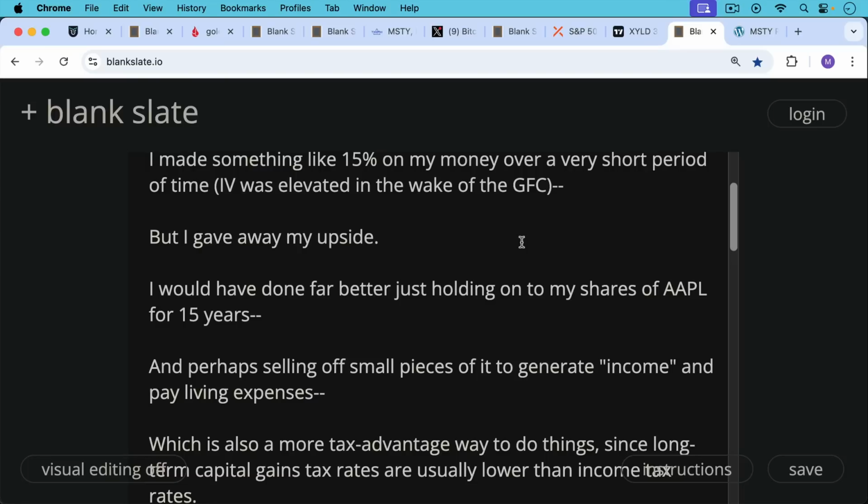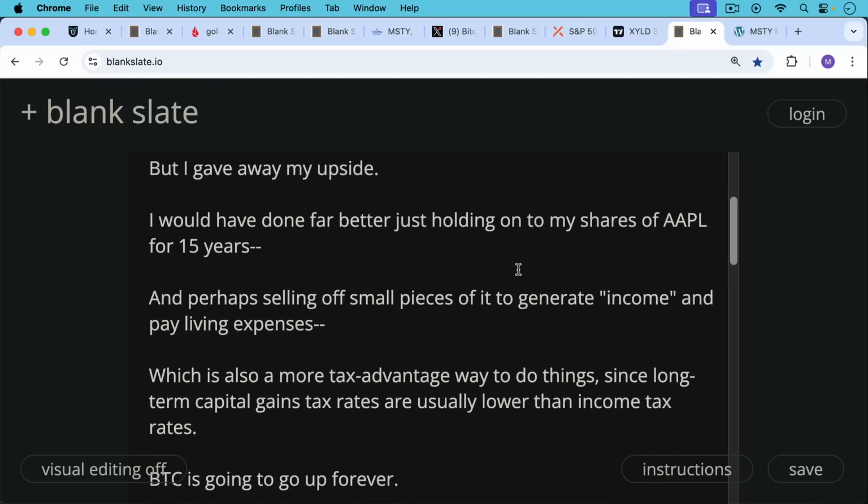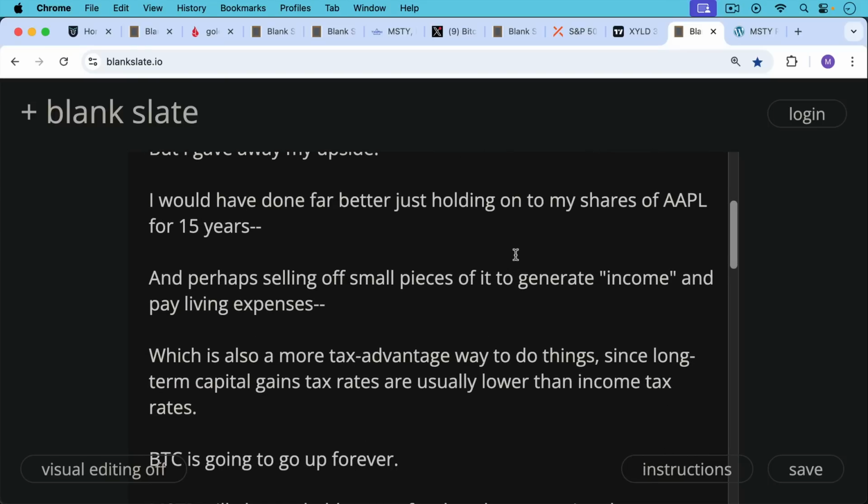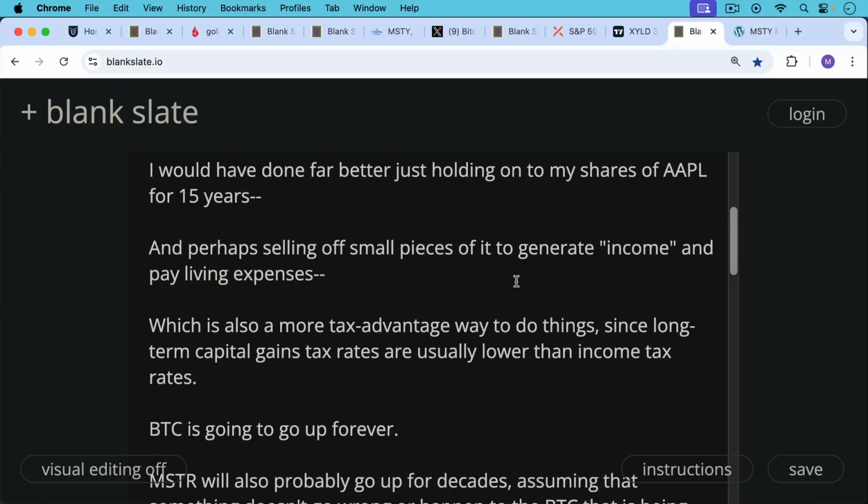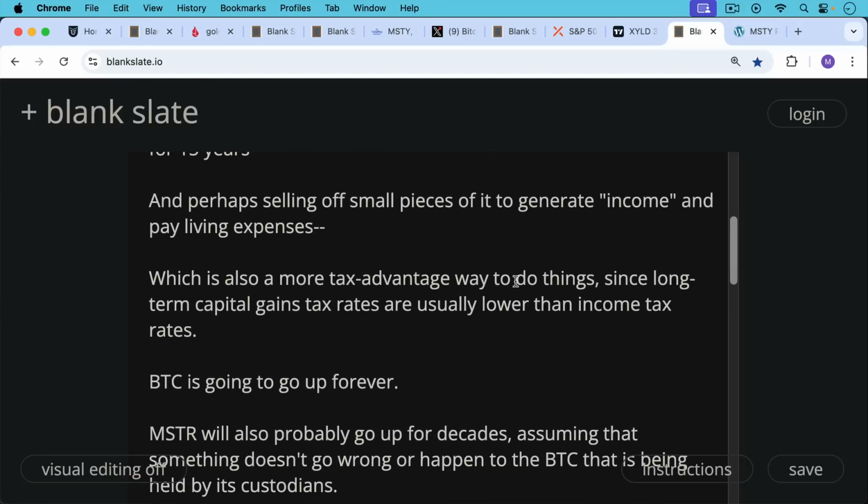I would have done far better just holding on to these shares of Apple for 15 years and perhaps selling off small pieces of it to generate, quote unquote, income and pay any necessary living expenses. And this is also, as we mentioned earlier, a more tax advantageous way to do things, since long-term capital gains tax rates are usually lower than income tax rates. At least they are in the US for now.